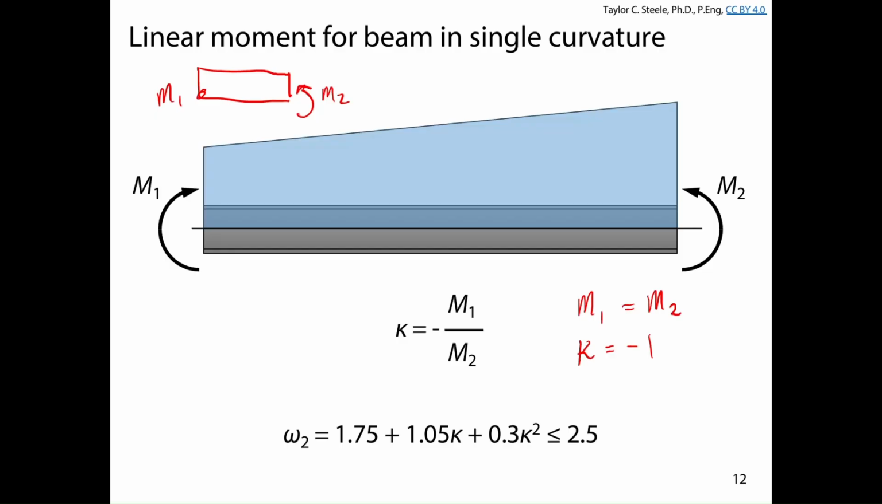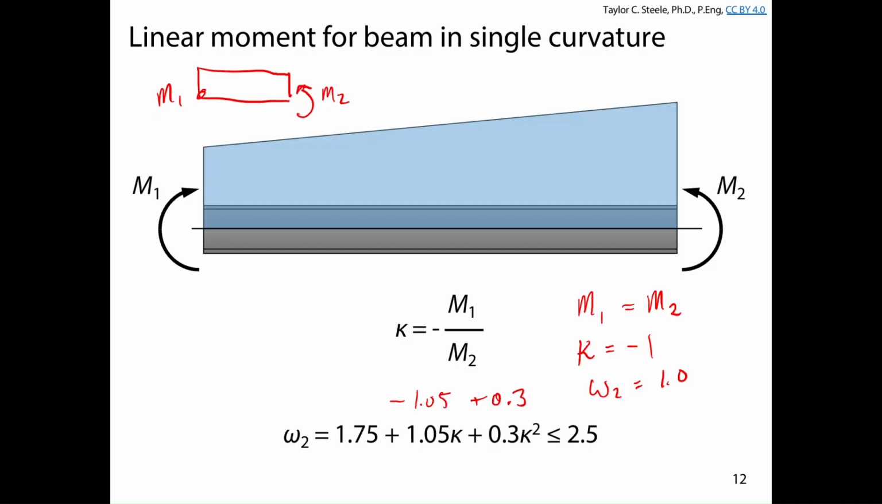If M1 is equal to M2, then kappa is minus 1. And what does this equation then give us for omega 2 if kappa is equal to minus 1? Can anyone do that quick mental math? Well, basically we get 1.75, and then we get minus 1.05 because kappa is minus 1, and then minus 1 squared is 1, so we get plus 0.3. 1.75 minus 1.05 is 0.7, plus 0.3 is equal to 1. So that gives us a value of omega 2 equal to 1.0, which is great.